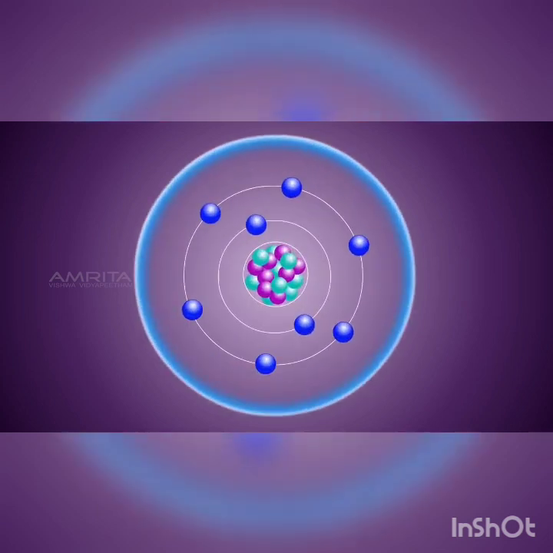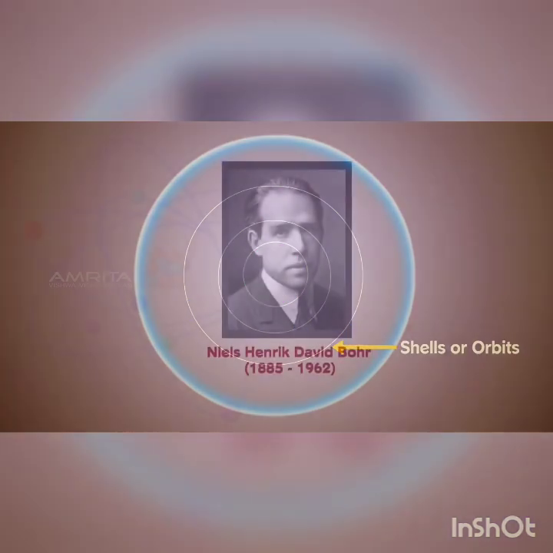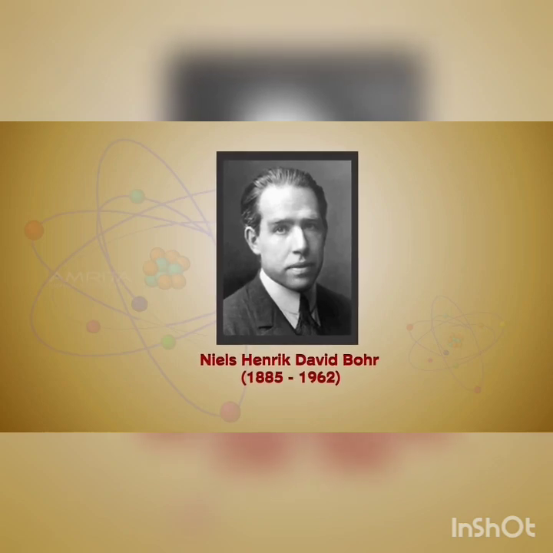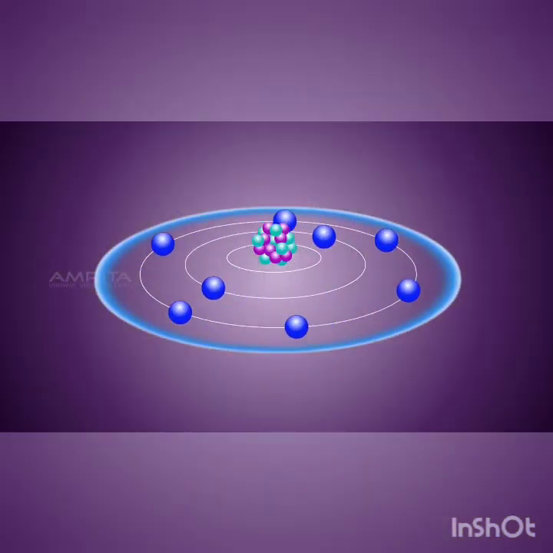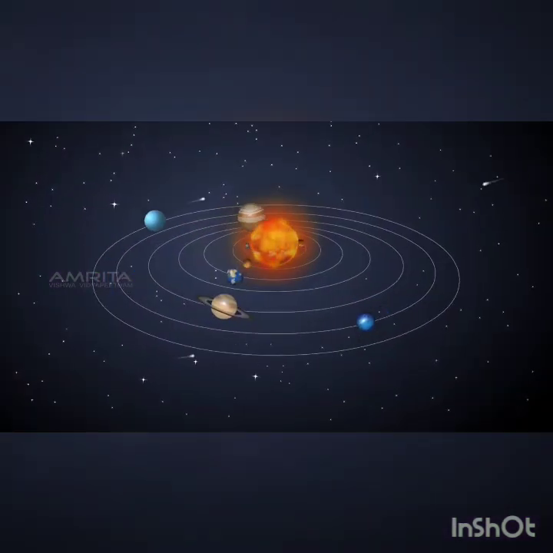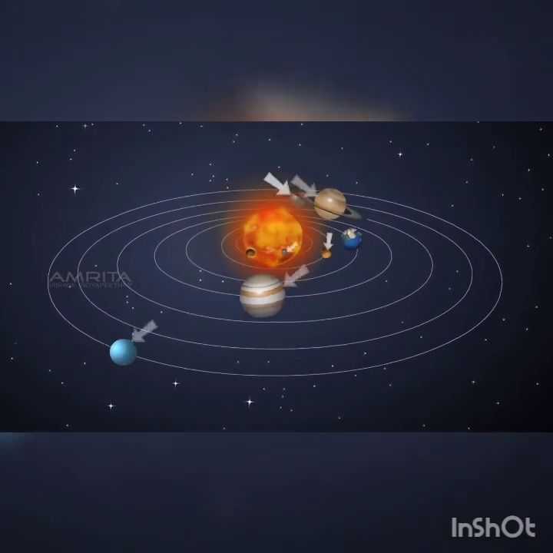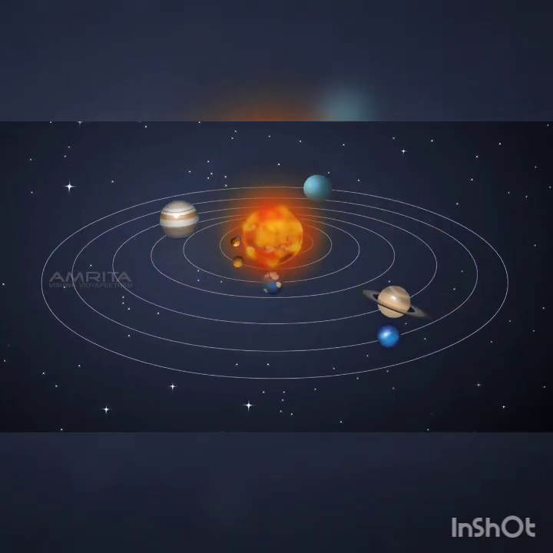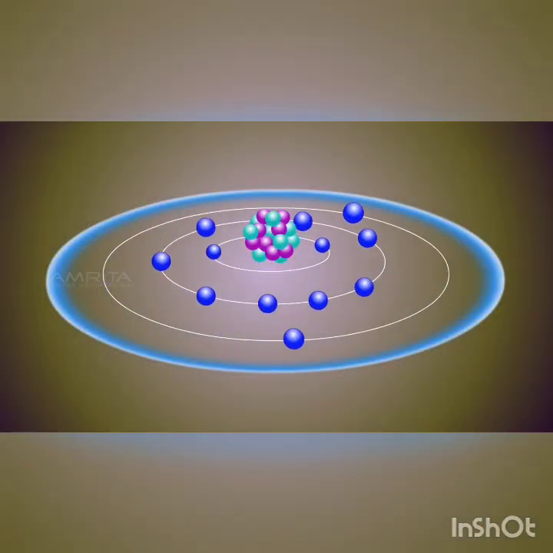Electrons are distributed in definite paths around the nucleus, called shells or orbits. This concept was introduced by Niels Bohr. According to Bohr, different electrons revolve around the nucleus in their own different orbits. The atom has been compared to the solar system. In an atom, the nucleus is the sun and the electrons are the planets. Just like planets in the solar system, each electron revolves around the nucleus in its own different orbit.